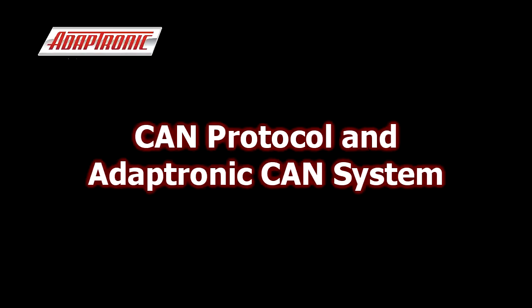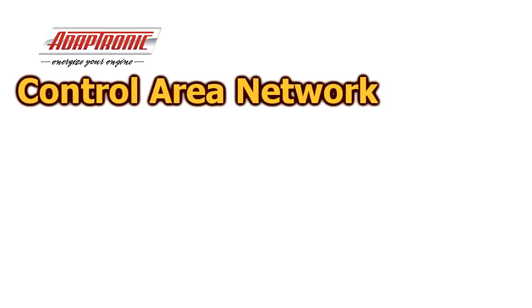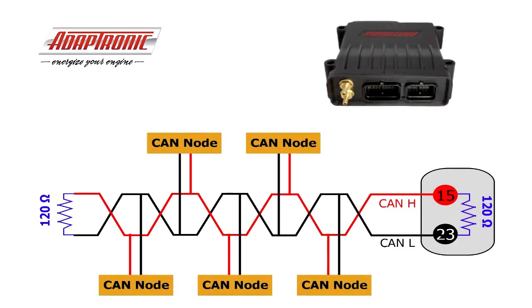Hello everyone. This article describes the CAN protocol in general and also describes the native Adaptronic CAN system. First of all, CAN is short for Control Area Network. It's a multi-drop broadcast protocol. The physical connection is via a twisted pair with a high signal and a low signal.